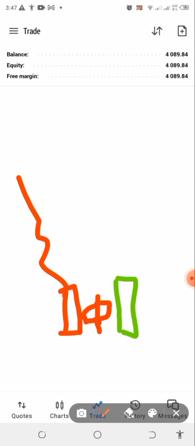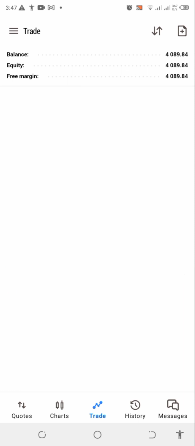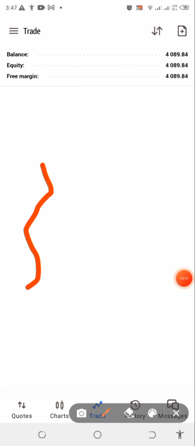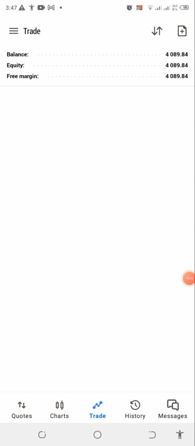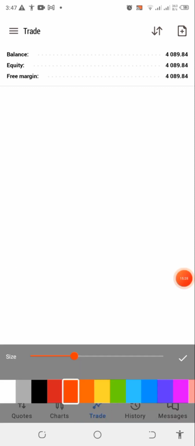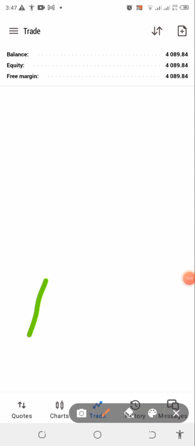Okay, now that is for the morning star. And for the evening star, let's say the market is going to the top side, then this candle shows right here.